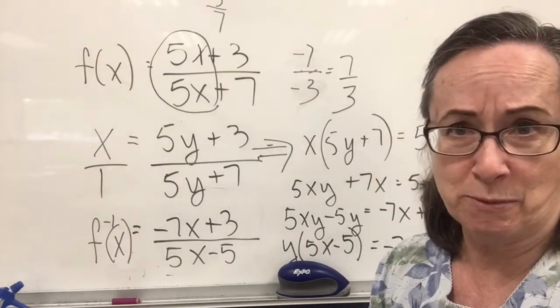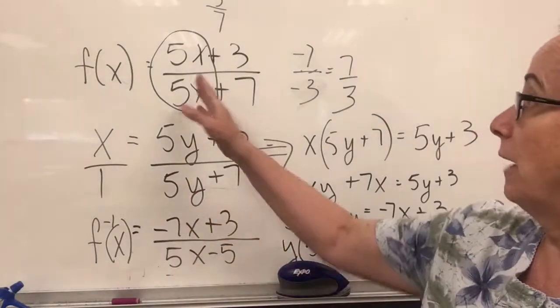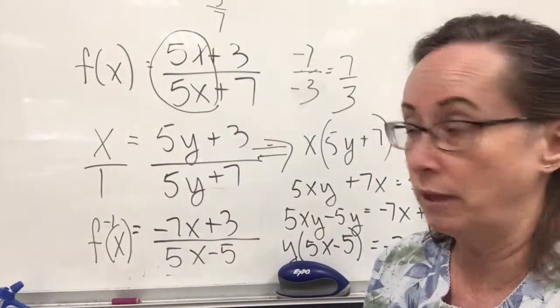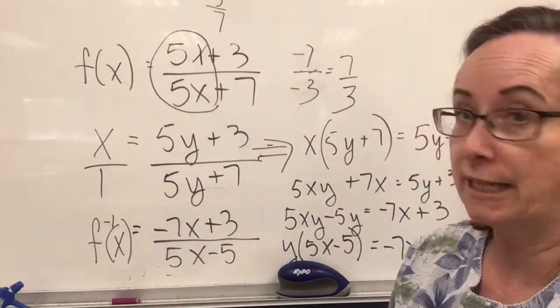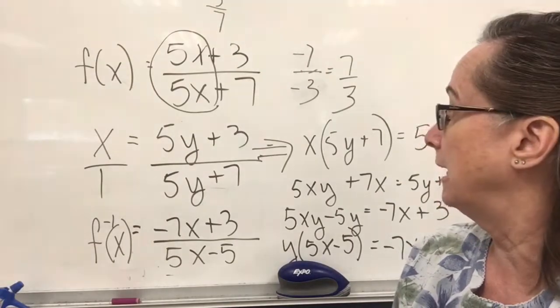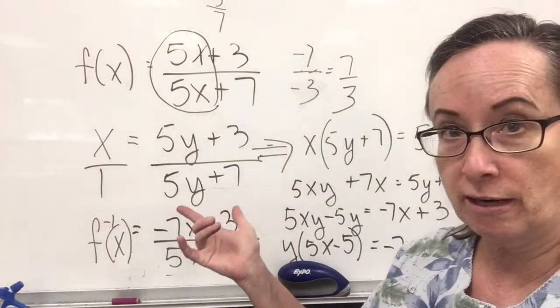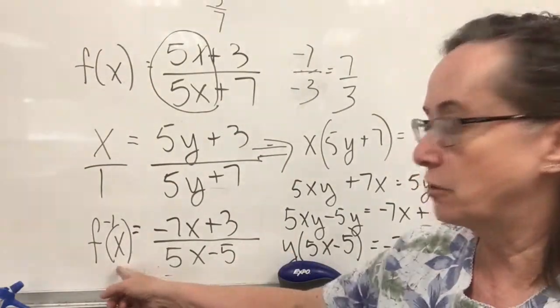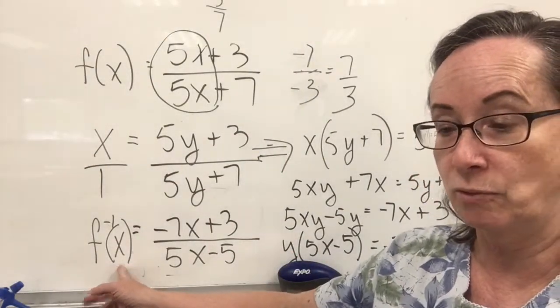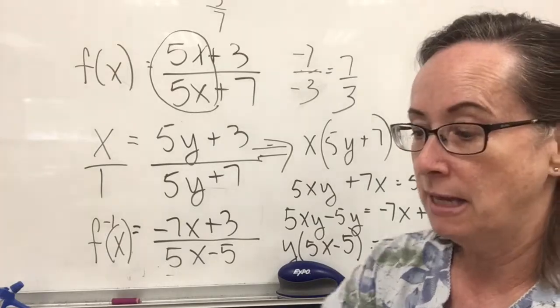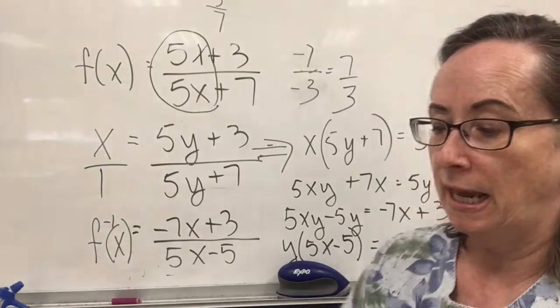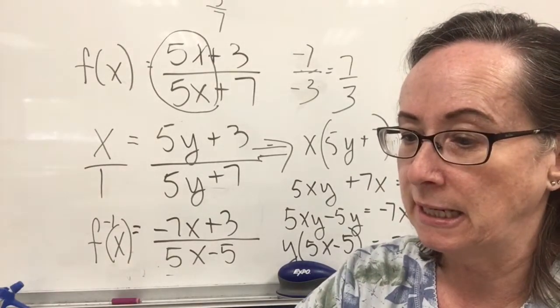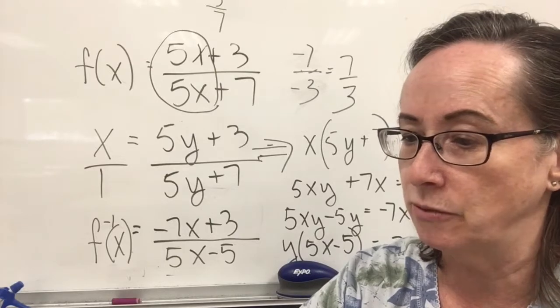Okay, so that's kind of a big process. We had to first determine that it was 1-to-1 by just looking at it, graphing it, and then switching our x and y variables, then resolving for y, and then turning the y into an f of negative 1 of x. So that was number 15, and number 16 is going to be very much like it, so I'm not going to do that one.